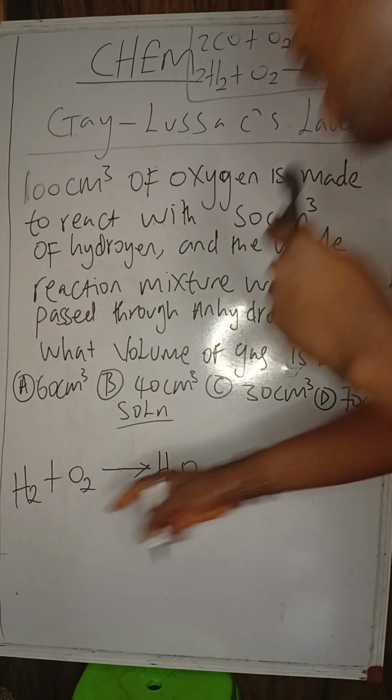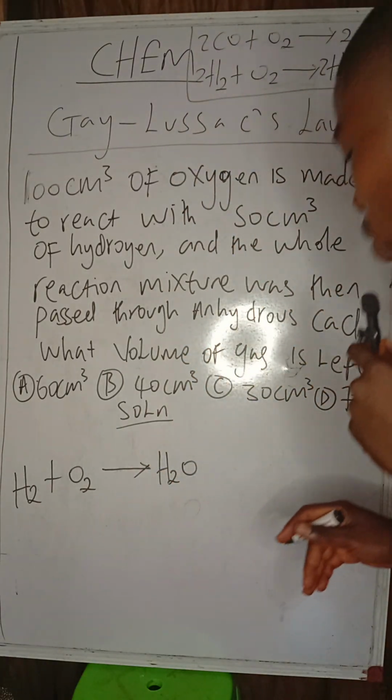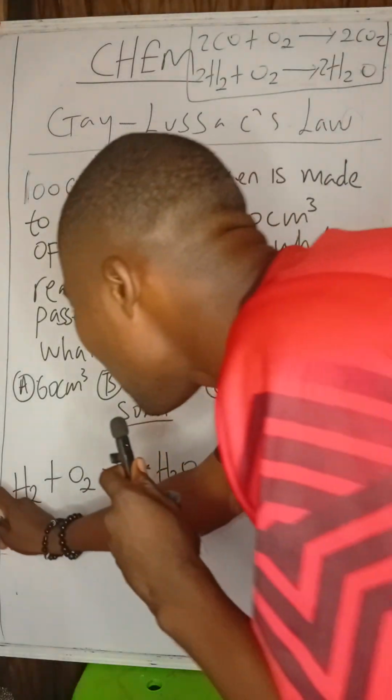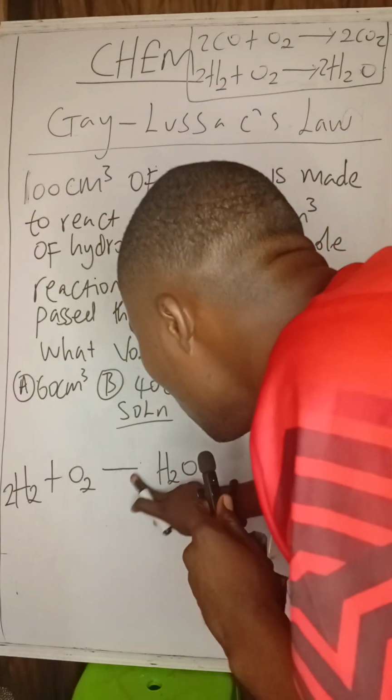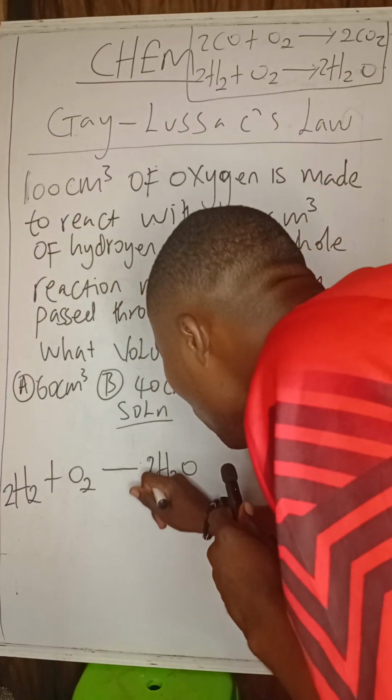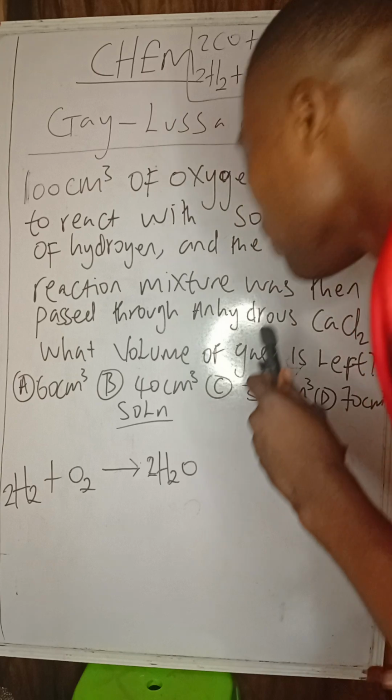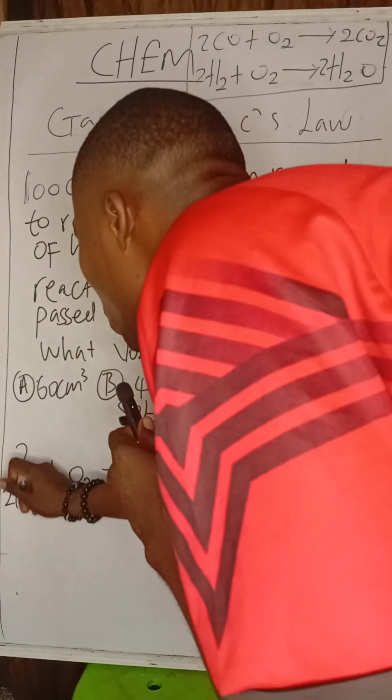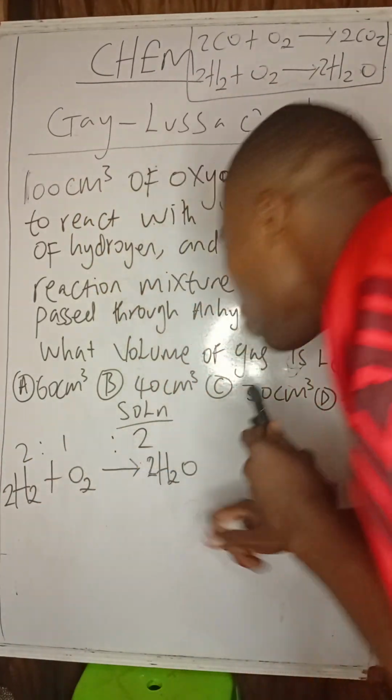So now let's see, hydrogen plus oxygen, you have water. To balance the reaction, here will be 2, and here is going to be 2 also. You saw the first reaction, it is similar. So our ratio is 2:1:2. No need to waste time.